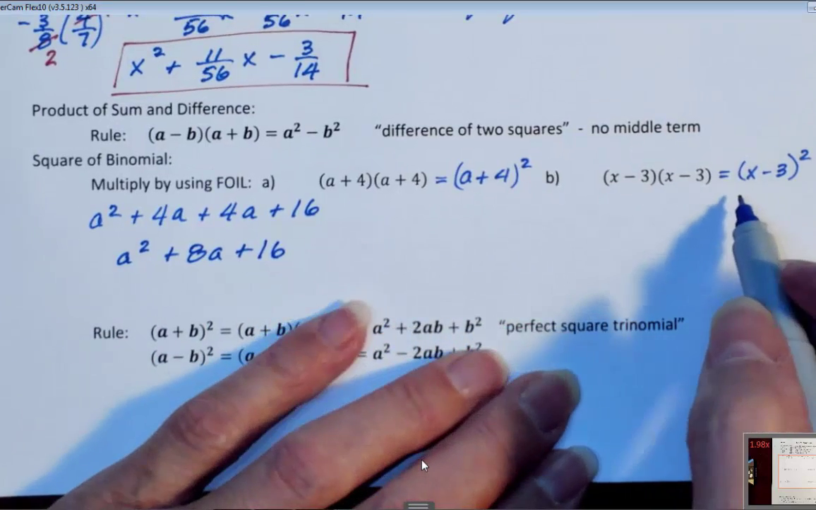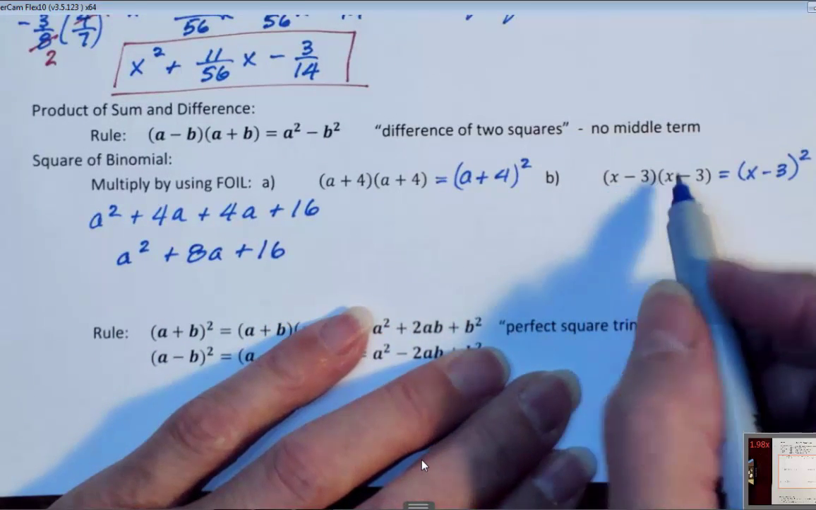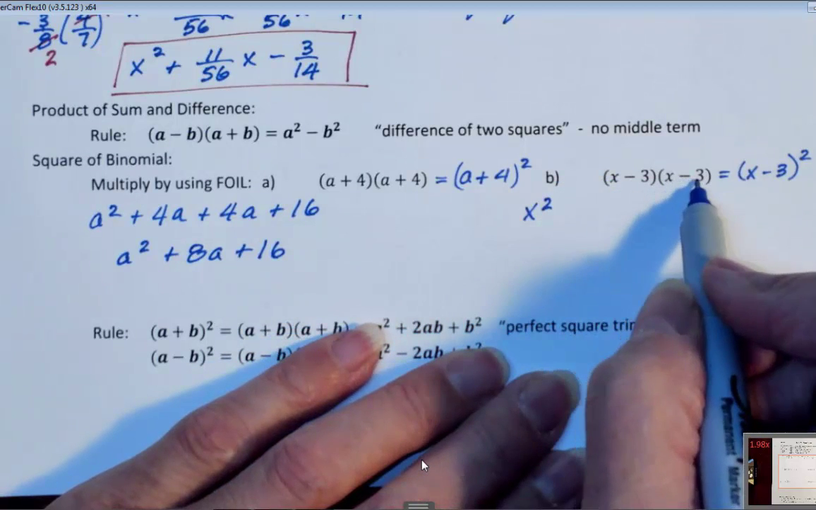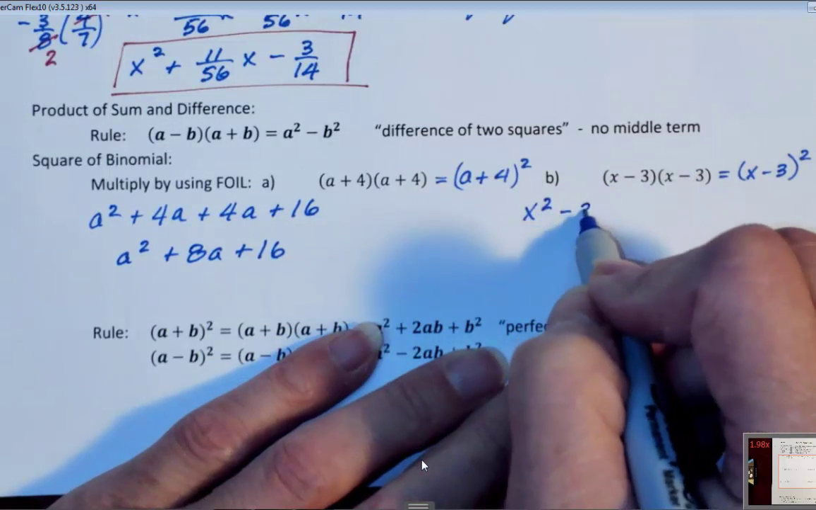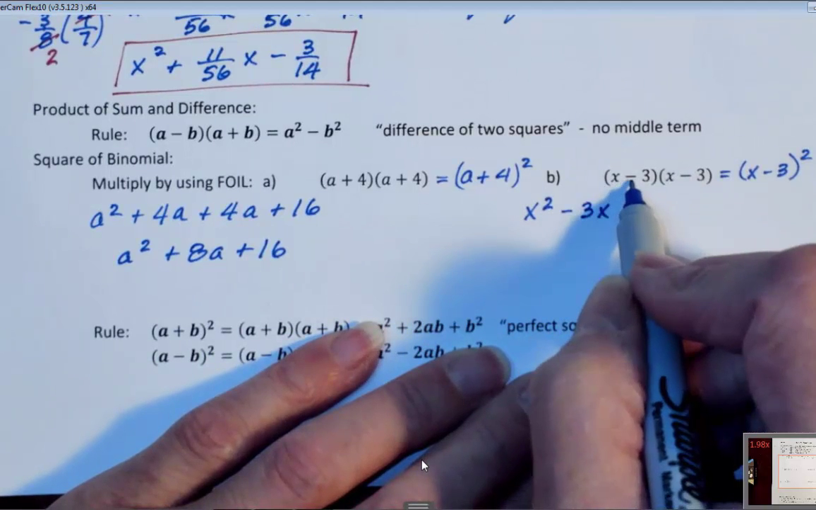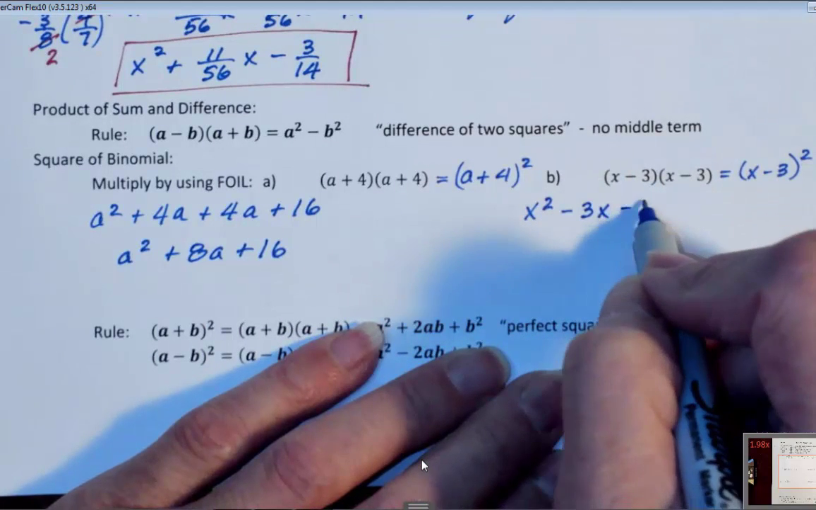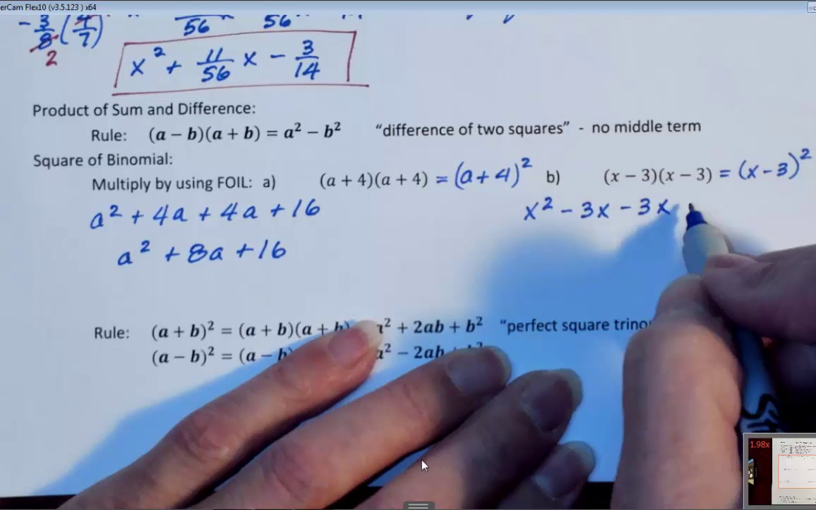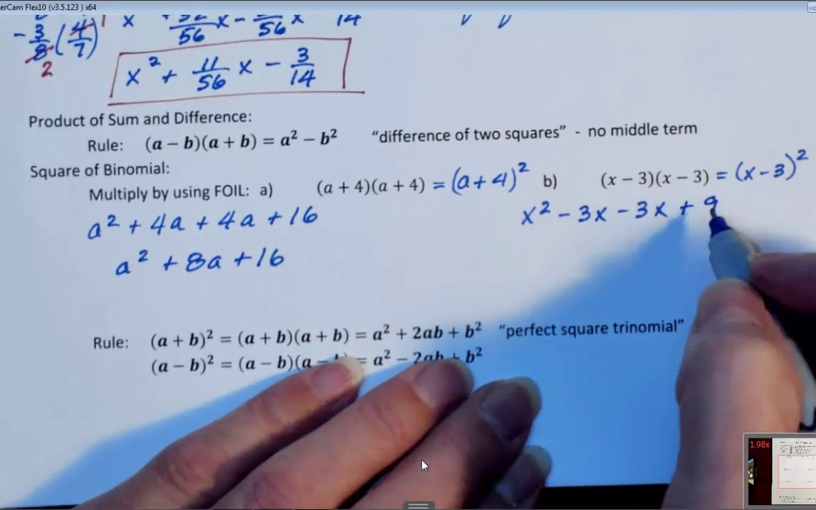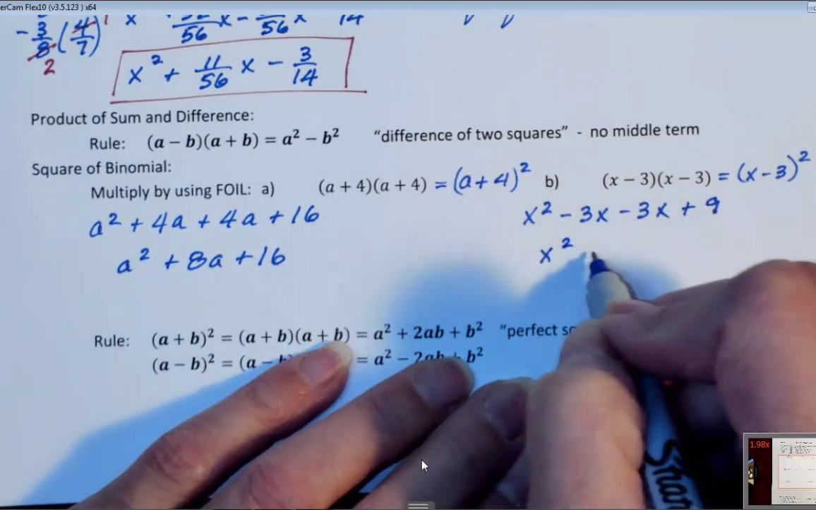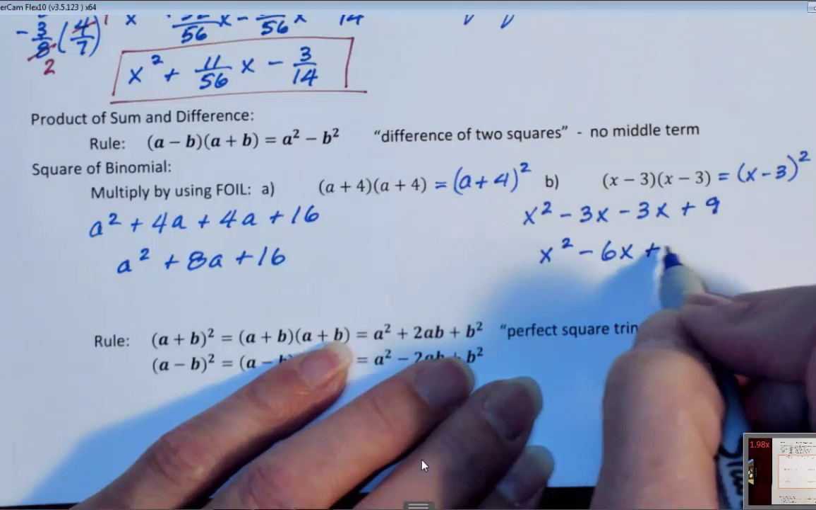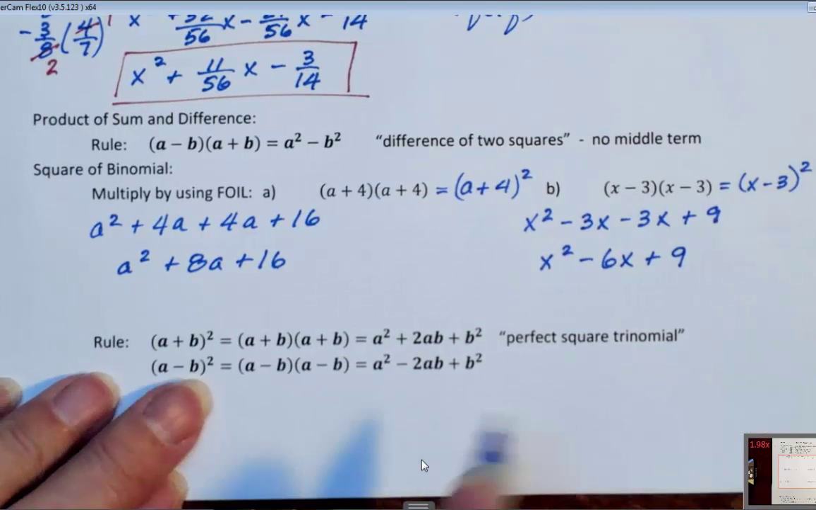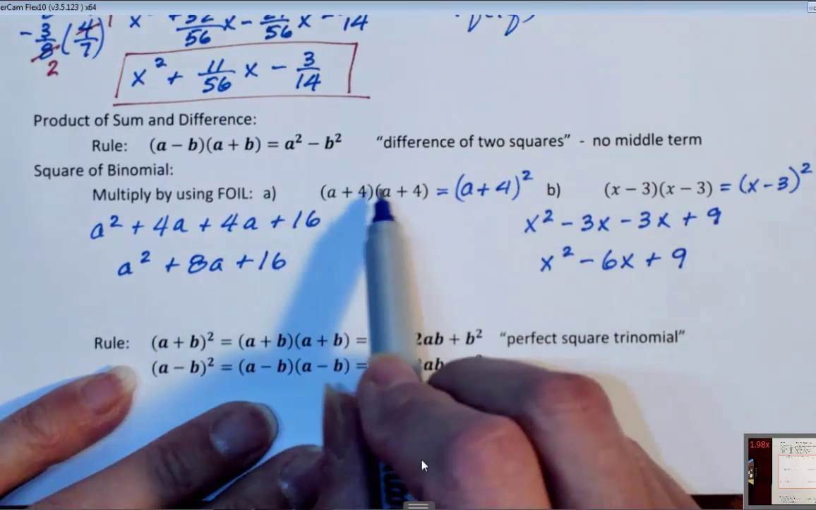Over here, first terms, x times x, x squared. Outer terms, x times negative 3, negative 3x. Inner terms, negative 3 times x, which is another negative 3x. And then last terms, negative 3 times negative 3. Combining like terms, x squared minus 6x plus 9. So we have a rule down here, but I want you to see what happened up here.